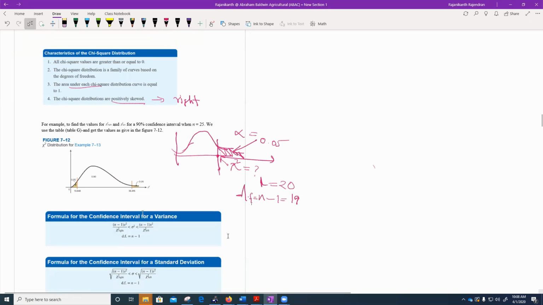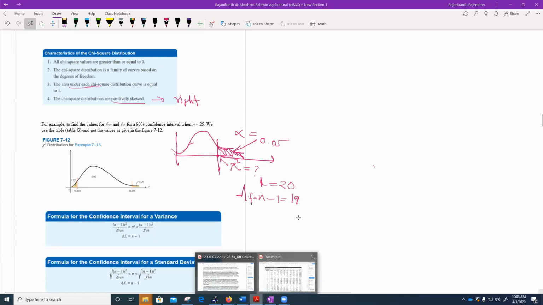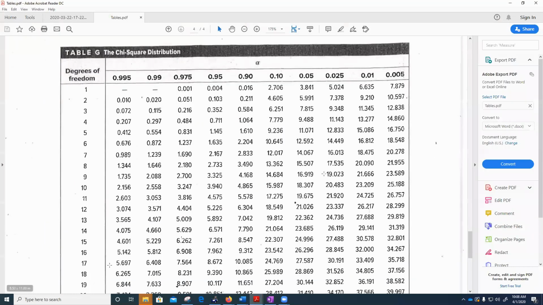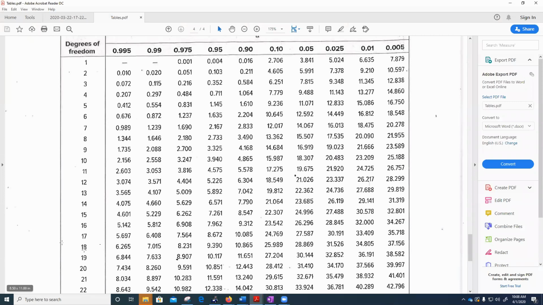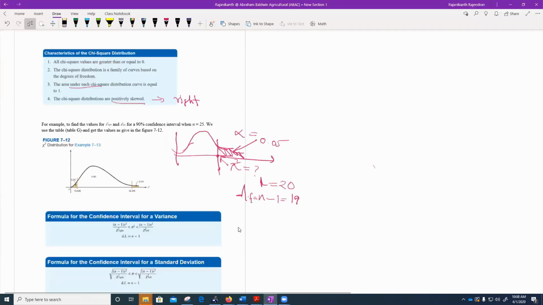That means you have to look for alpha 0.05 for 19. If you look at 19, it is here. So 19 and 0.05 will give you what? 30.144, right? 30.144. So that is going to be my chi-square value. Therefore that is going to be 30.144. If you want, you could round to 1 decimal or 2 decimals, whatever it may be. So this is the way to find it for the right side.